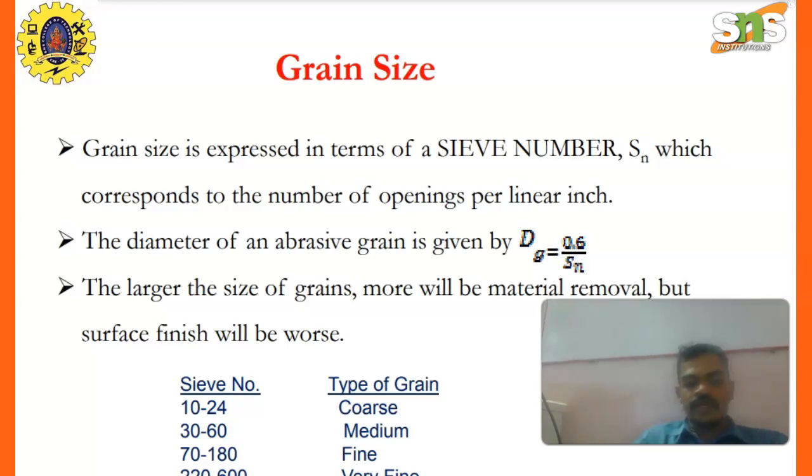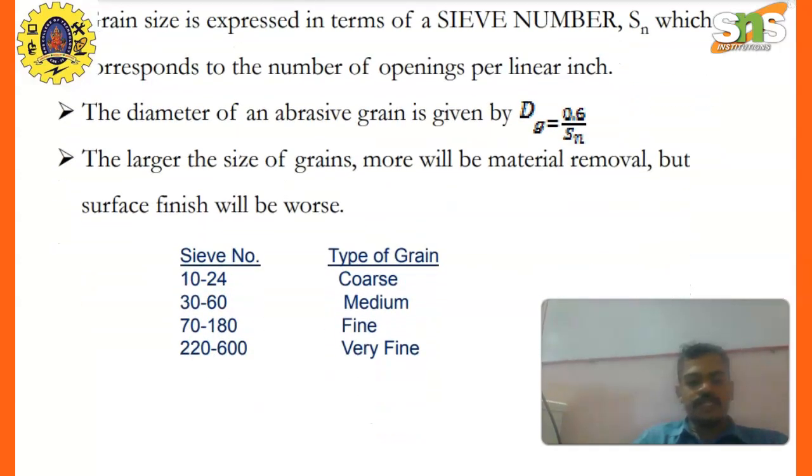The sieve number and types of grain: 10 to 24 coarse, 30 to 60 medium, 70 to 180 fine, 220 to 600 very fine.